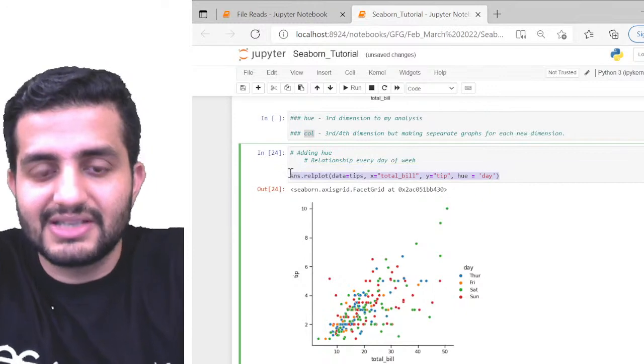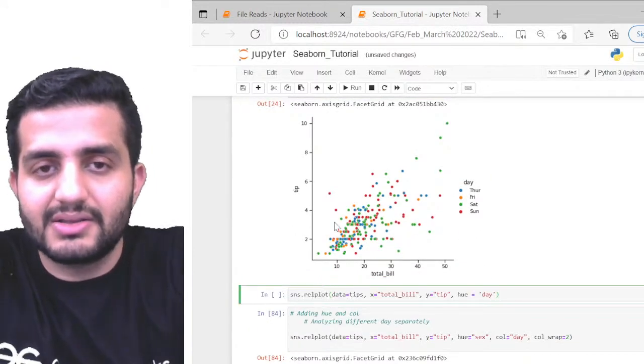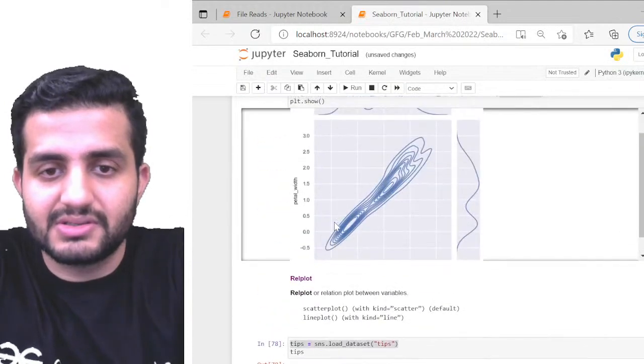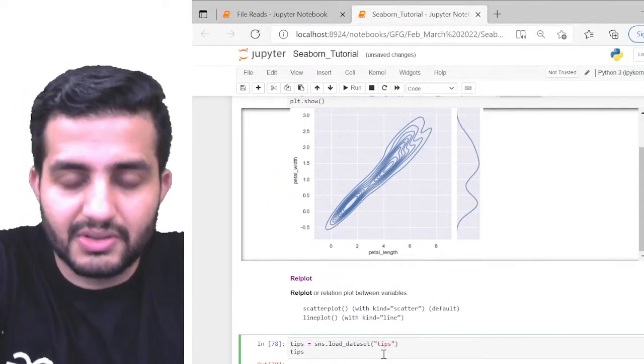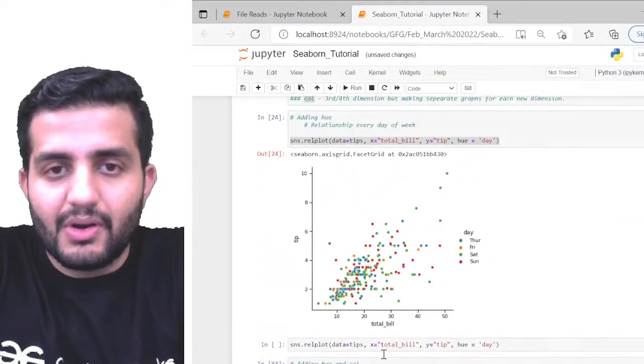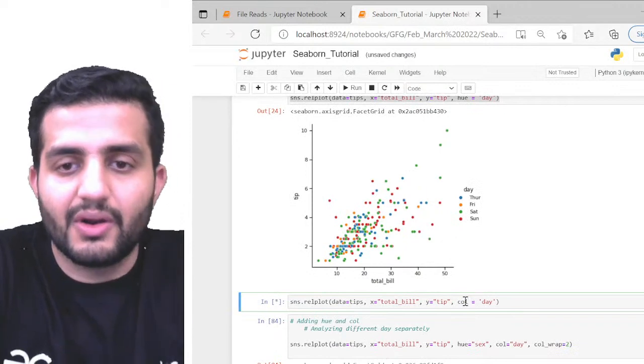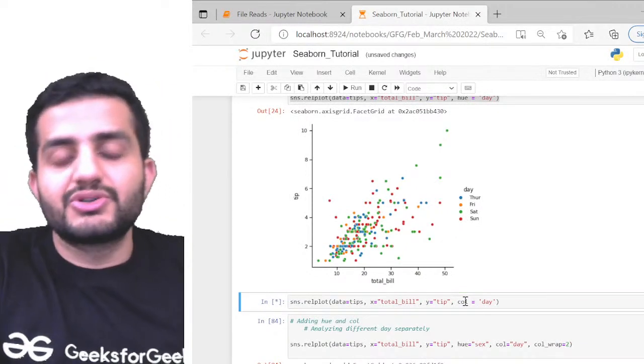So let me plot the same graph before doing this. So if I do it like this, I'm not sure if this is run. Just give me a minute. Let me load this up. Right. Yeah. So if I plot the same graph by giving, instead of hue, I'll give col here. So the difference you should be able to see here.